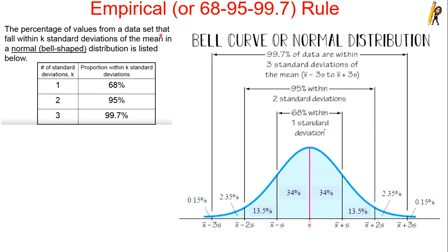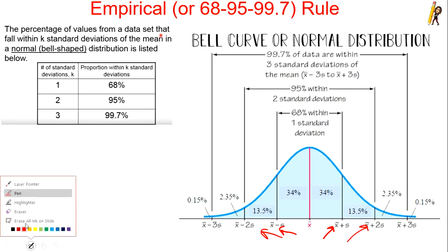So when we talk about the number of standard deviations away from a mean, because the bell curve is symmetric, if we're saying one standard deviation away from the mean, it also has to be one to the left of it and one to the right of it. And when we say two, it's going to be two to the left and two to the right, and so on.